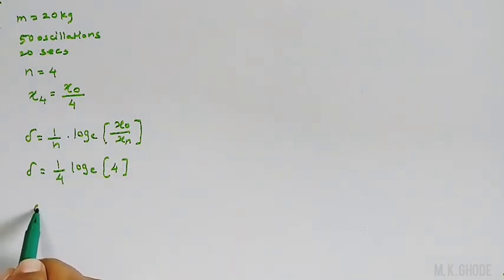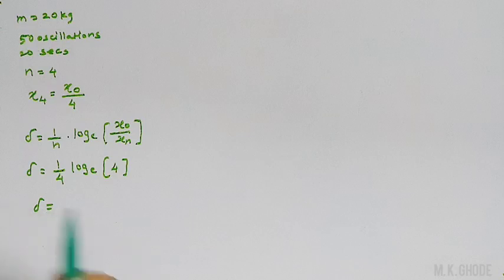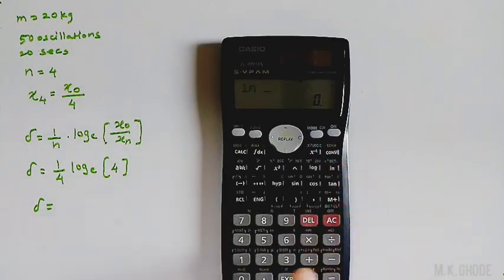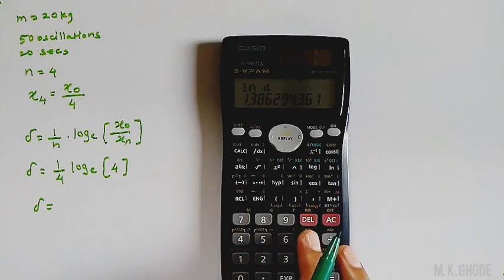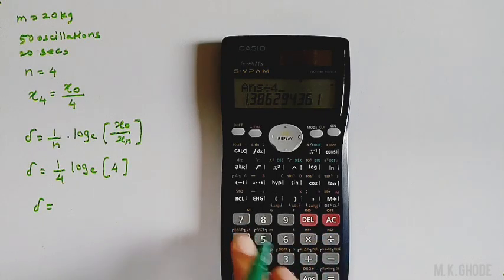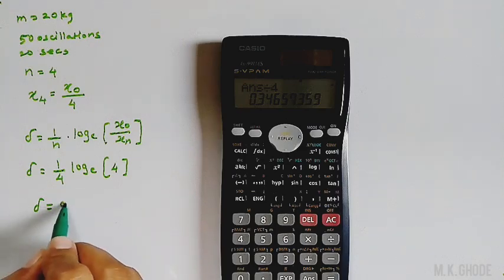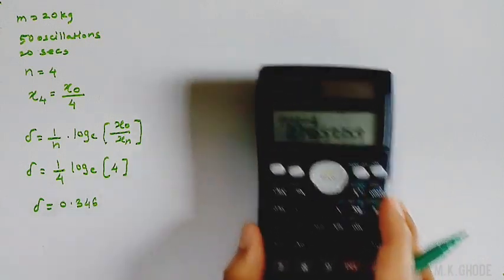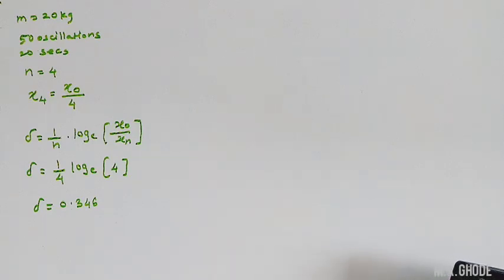So the value of delta is equal to natural log of 4 divided by 4. So delta is 0.346. The value of delta is 0.346. Now we'll try to find the damping factor.